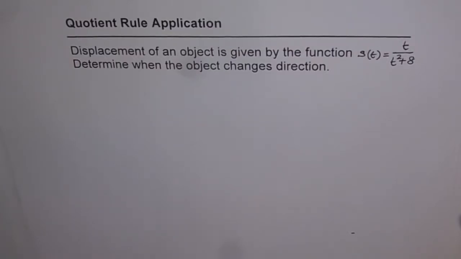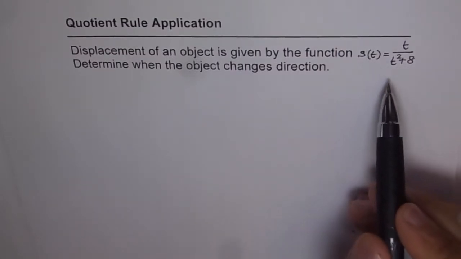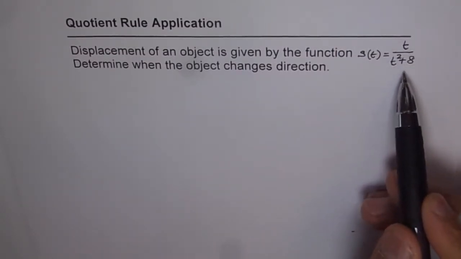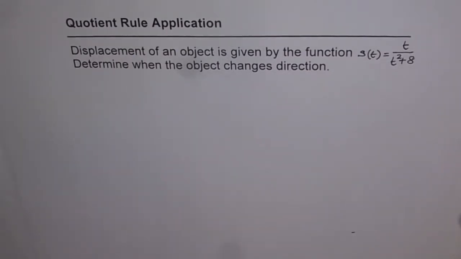Quotient rule application. Displacement of an object is given by the function s of t equals t divided by t squared plus 8. Determine when the object changes direction. Now the object is going to change direction if the rate of change at that particular point becomes 0, right? So after that it can change the direction. So we need to find the zeros for the rate of change.